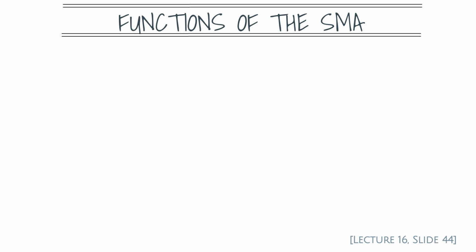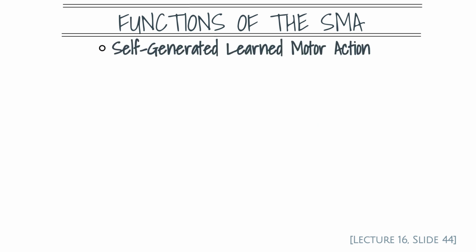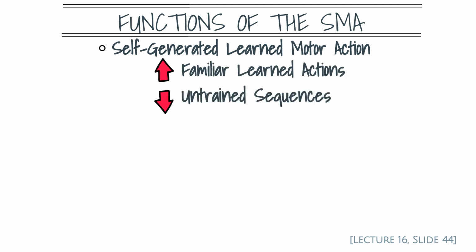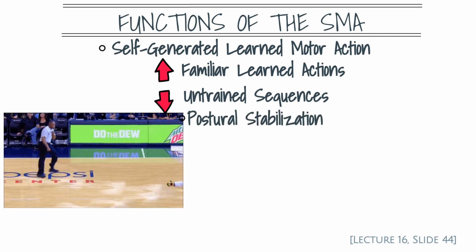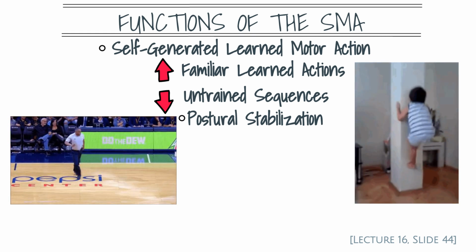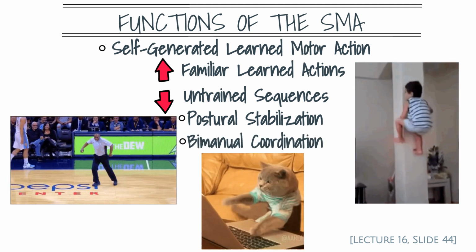The SMA is involved in sequences of self-generated, learned motor actions. It shows increased activity when performing familiar learned actions and little activity while performing an untrained sequence of movements. The SMA also aids postural stabilization during stepping and climbing movements and in bimanual coordination such as typing.